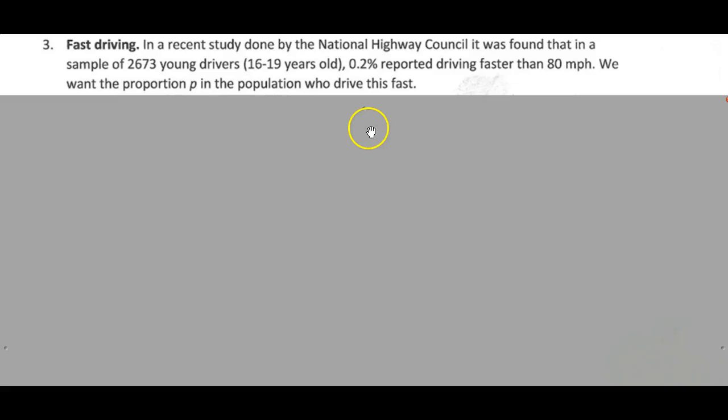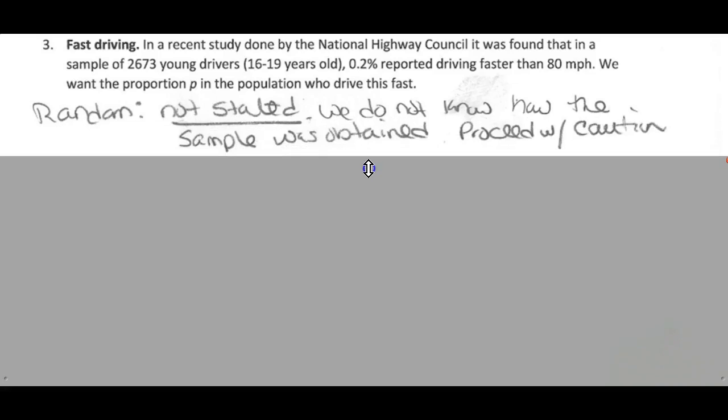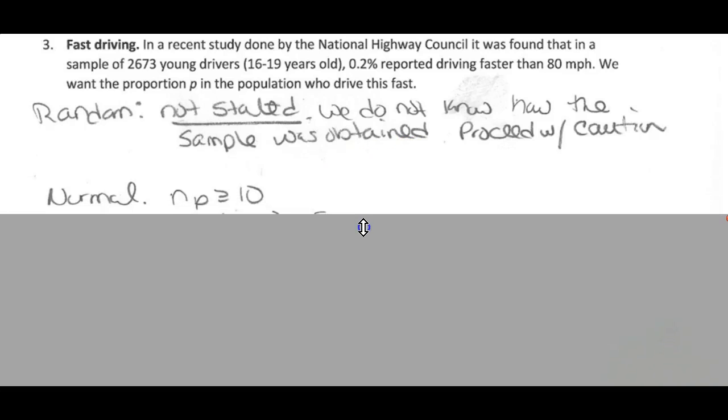Question number 3. Fast driving. In a recent study done by the National Highway Council, it was found that in a sample of 2,673 young drivers, where young drivers was defined as 16 to 19-year-olds, 0.2% reported driving faster than 80 miles per hour. We want the proportion, p, in the population who drive fast. So, random? It wasn't stated. We don't know how the sample was obtained, so we're going to proceed with caution. We're going to check normal.